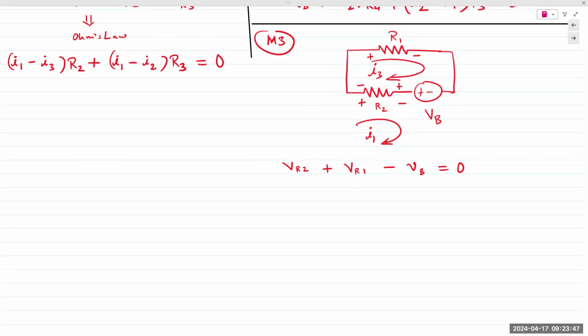Or if you use your techniques, you might get VB minus VR1 minus VR2 equals 0. Same equation. Then apply Ohm's law. In VR2, we have I3 as positive, I1 as negative, times R2. R1 is not shared, and because it is not shared, it is simply I3 times R1 minus VB equals to 0.